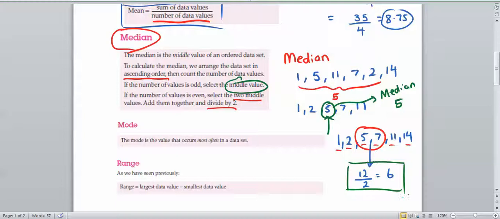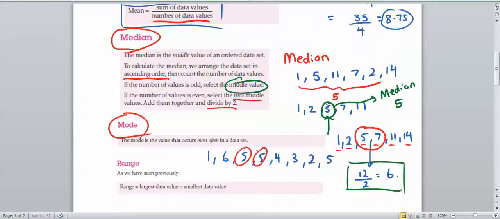So now we introduce you to another thing starting with M, and that's the mode. Now the mode is the most common value in the data set. So for example, if we had, let's just say 1, 6, 5, 5, 4, 3, 2, 5, what's the most common one here? Clearly we've got 5 3 times. The rest we only have once. So the mode in this case is 5.